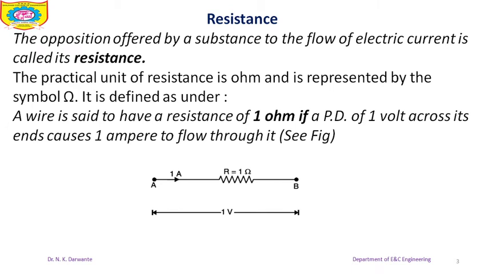First of all, we know that resistance is nothing but the opposition offered by a substance to the flow of electrical current. Here you can see the symbol of resistance also. The practical unit of resistance is ohm and is represented by the symbol ohm. Here you can see the symbol also.